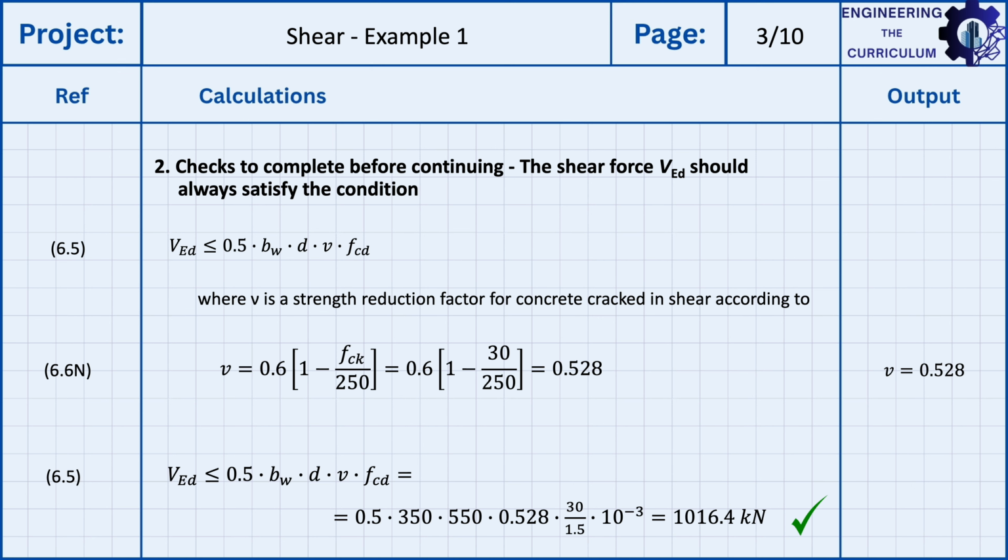And we times that by 10 to the minus 3, because FCD is in megapascals, and I want this to be represented in kilonewtons so that I can easily compare it to VED. And if we calculate that, we get an answer of 1016.4 kilonewtons, which is definitely bigger than the VED that I calculated.